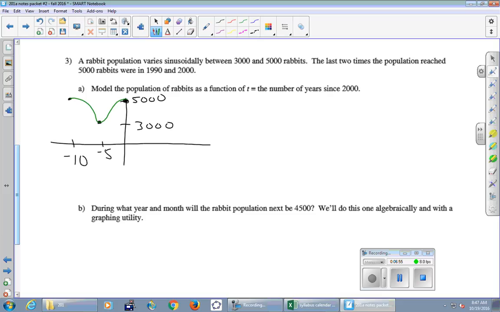Okay, let's see if we can start figuring out the values of A and B and C and D. Those are the 4 things. Once we have the 4 things, we'll just shove them back into our equation and we're done. Let's start with D. D is the vertical shift or the midline. What is it? It's 4,000, right? We're looking for the middle, not the new top, but the middle. So the middle is there at 4,000.